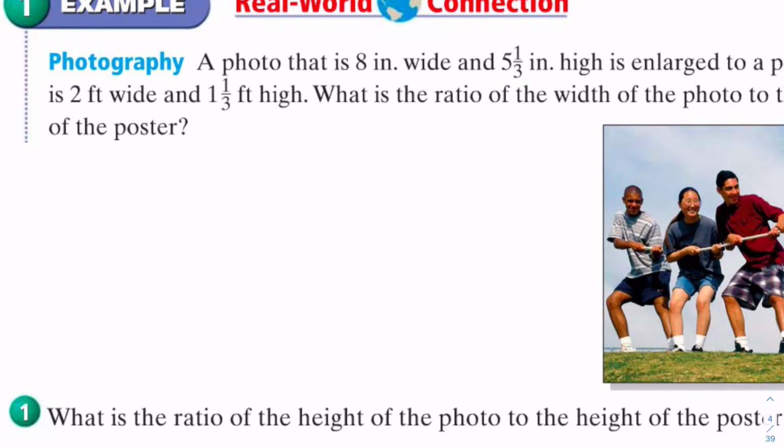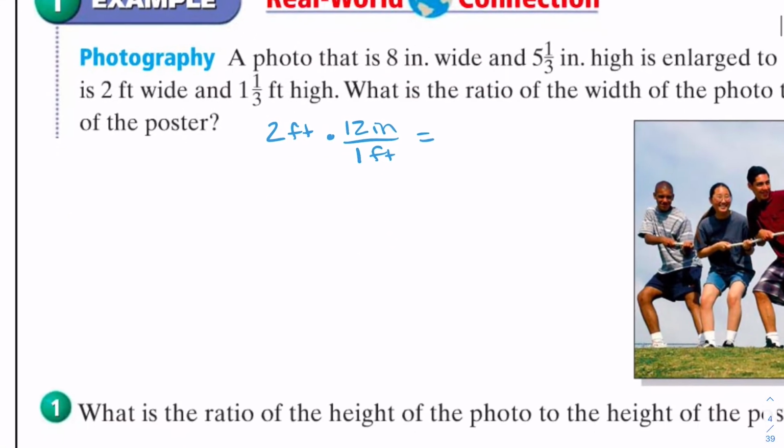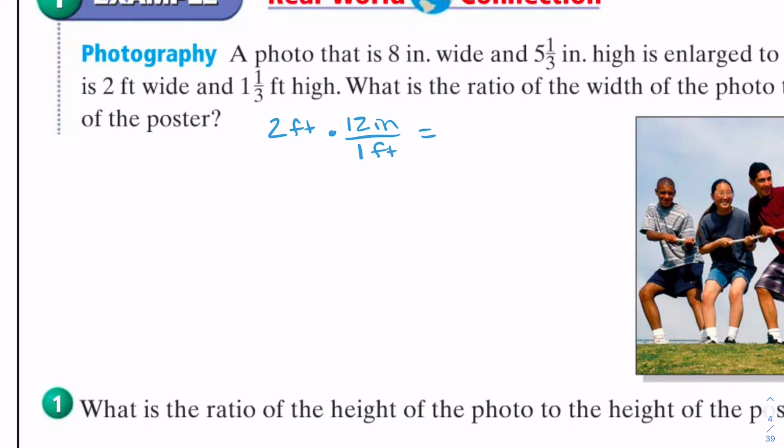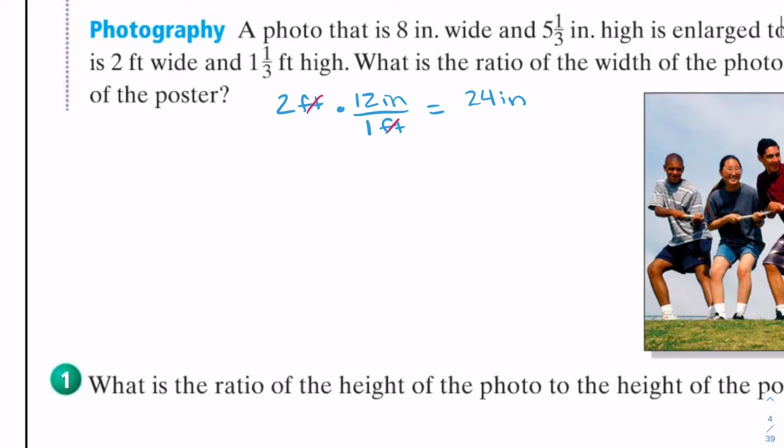So what I think I'm going to do is I'm going to take this, I'm going to say 2 feet. There are 12 inches in 1 foot. So I'm going to multiply that together. When I multiply that together, feet over feet goes away, and I get 24 inches. 1 doesn't matter either. 24 inches over 1. So we got 24 inches.